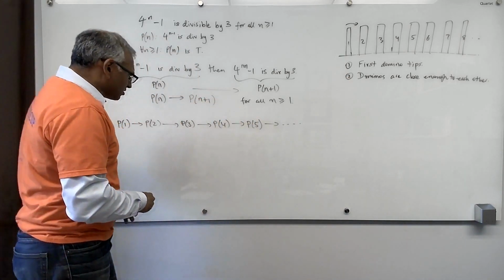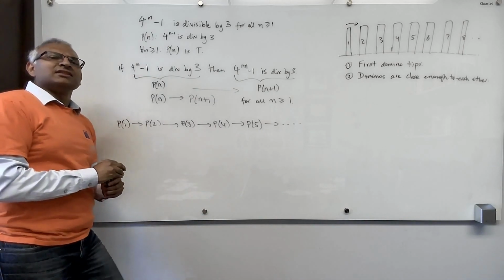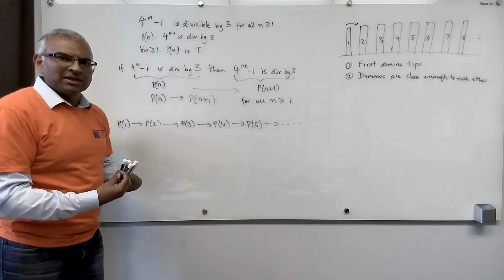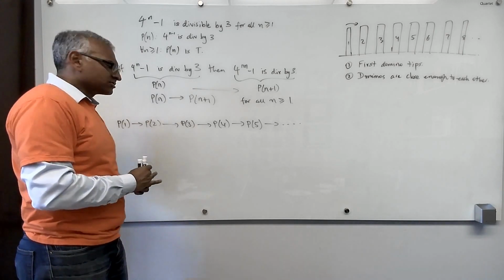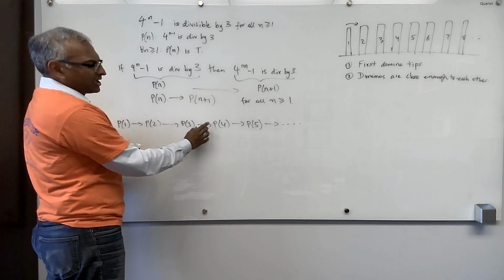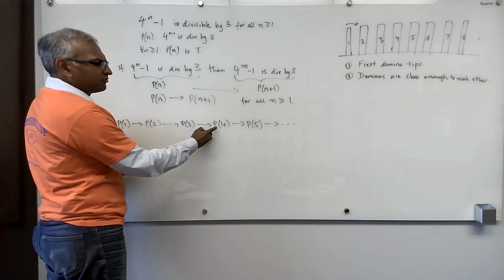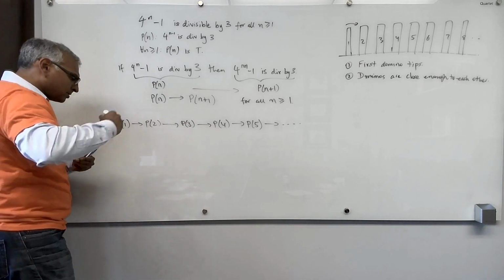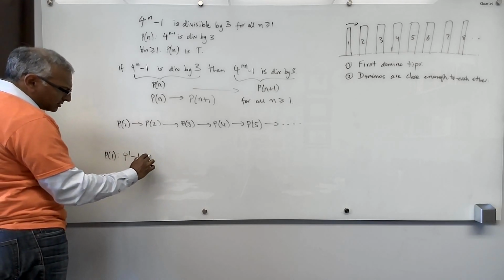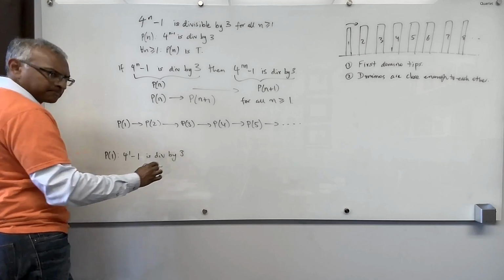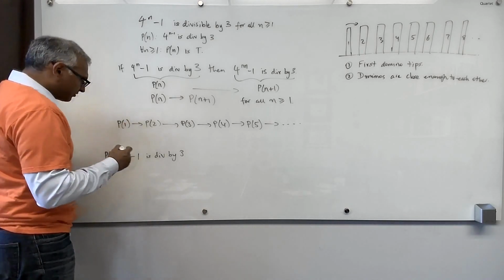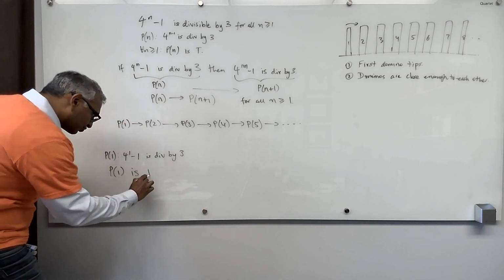Now, what do we know from these implications? Nothing. That was the whole idea behind reasoning in the absence of facts. We're hoping that someday a fact will come to light that'll help us actually learn something concrete. But for the moment, we know nothing. We just know that a bunch of relationships exist. For example, if someone came and told me P of 3 is true, I can infer that P of 4 is true. Now, P of 1 is the claim 4 to the 1 minus 1 is divisible by 3. And this is clearly true because 4 to the 1 minus 1 is equal to 3, and that's clearly divisible by 3. So P of 1 is true.